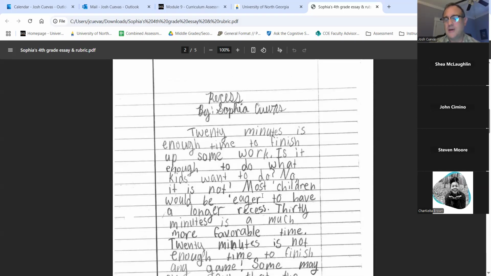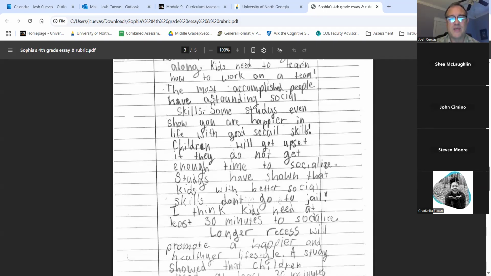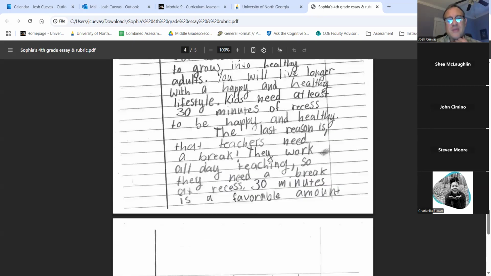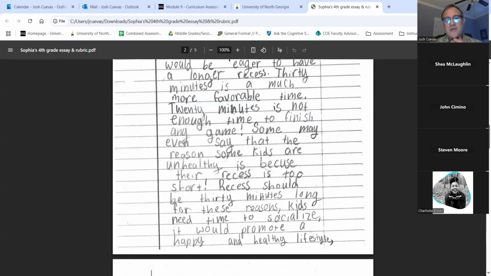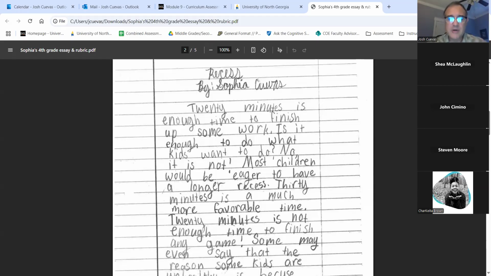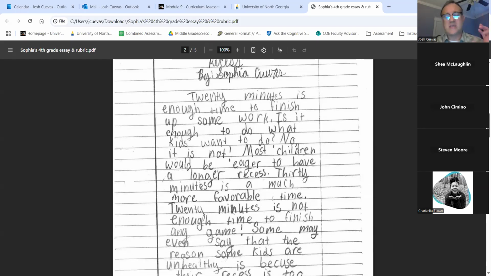What I'm going to ask you to do is take about 5 minutes and read through this paper. It shouldn't take long, it's 3 pages or so. Read through the paper and make mental notes. Now consider this is a fourth grader. I know most of you will be teaching high school, but try to think about the developmental level of a fourth grader.